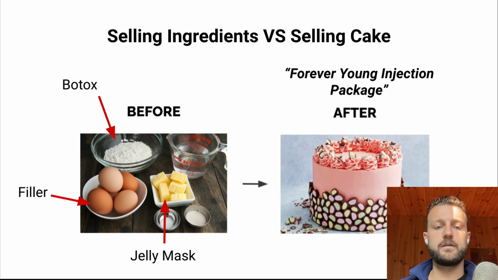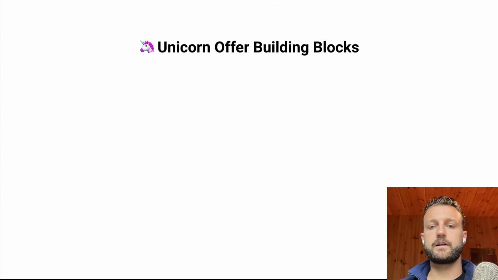So you can take all these three things and combine them into a thing called the Forever Young injection package. So it's a full package that contains multiple services and a unique name. When you create these types of offers, instead of just selling the treatments, you can sell your treatments for a lot more and people will see it as more valuable and unique, and your ads will work better. So let's look at some examples of what I call unicorn offers. And I call these unicorn offers because it makes your clinic stand out like a unicorn.